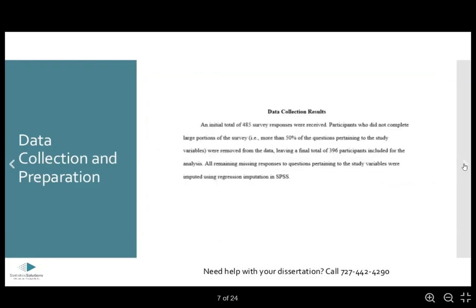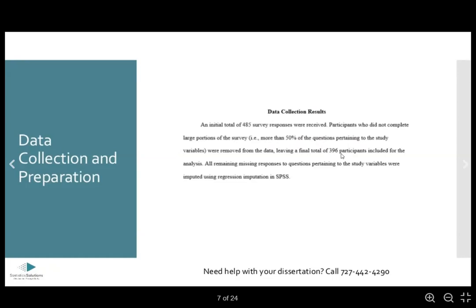So in this example, you see that this person had an initial total of 485 survey responses. And then they are explaining the exclusion of specific responses. So for this survey, they're excluding anyone who didn't complete 50% or more of the questions pertaining to the variables. So we are excluding those people, and we're ending up with a final sample of 396 participants.